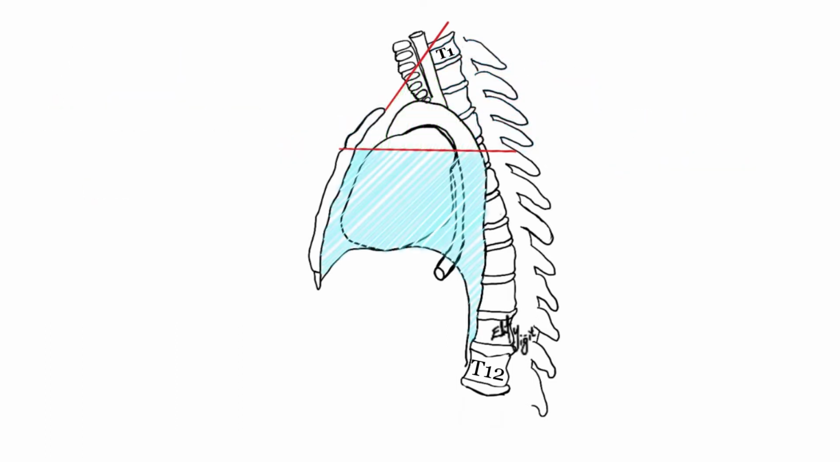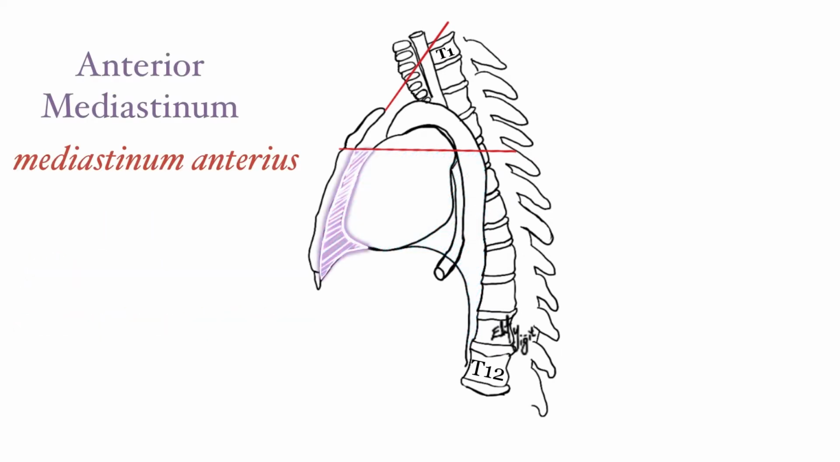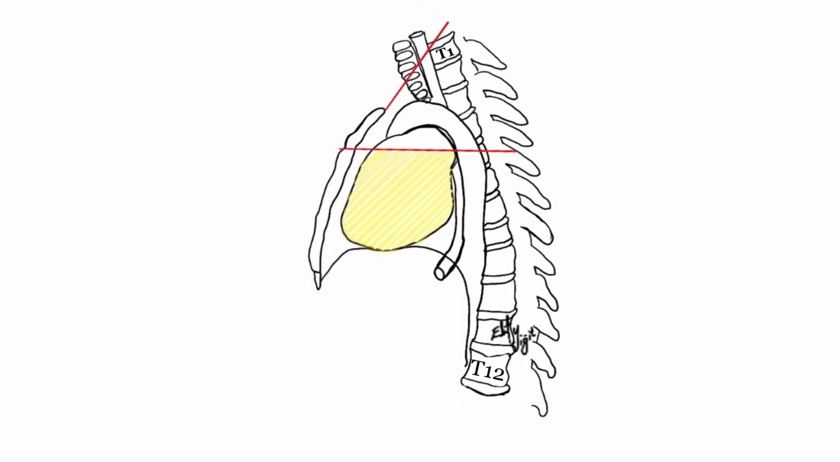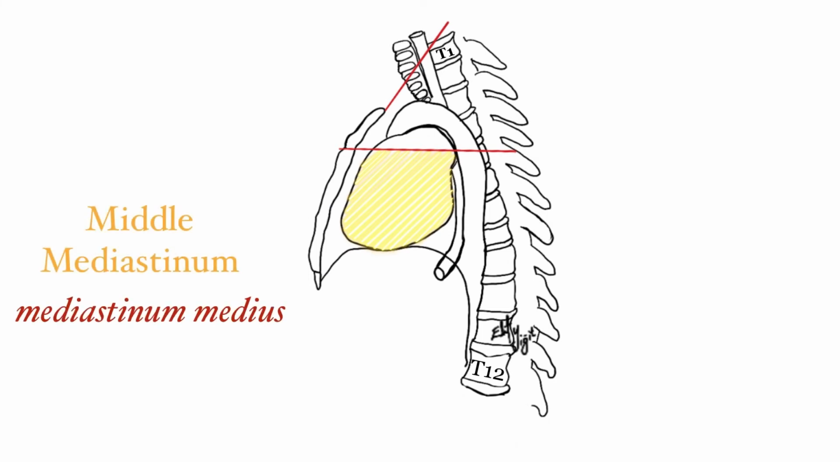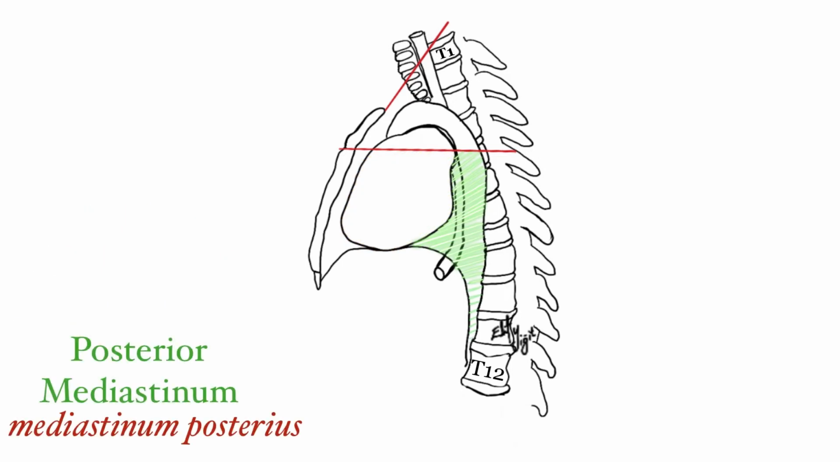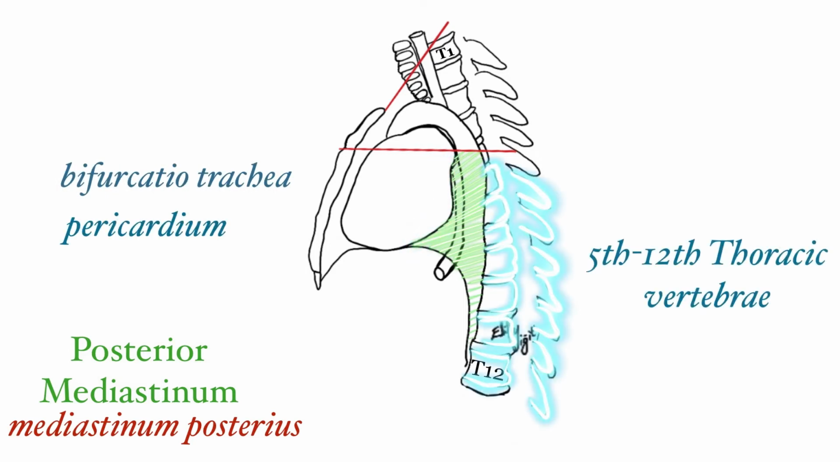The inferior part of the plane between angulus sterni and the lower edge of T4 is mediastinum inferius. Mediastinum inferius is divided into three parts. Mediastinum anterius is the part of the mediastinum between the pericardium and corpus sterni. Mediastinum medius is the widest and middle part of mediastinum inferius. The heart is located in mediastinum medius. And mediastinum posterius is located between the bifurcatio trachea and pericardium anteriorly, and the 5th to 12th thoracic vertebra posteriorly.